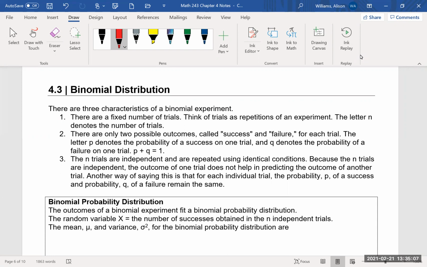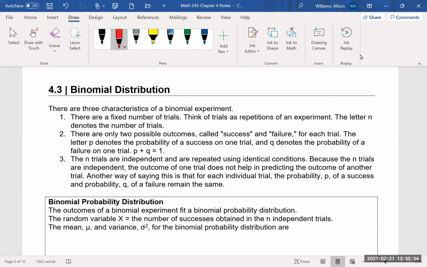There are two possible outcomes, success or failure. They may not be called success or failure. For instance, when you flip a coin, getting heads or tails, that could be success or failure, right? Heads would be success, failure could be tails, but you might be calling it heads or tails. It doesn't have to be called success or failure.